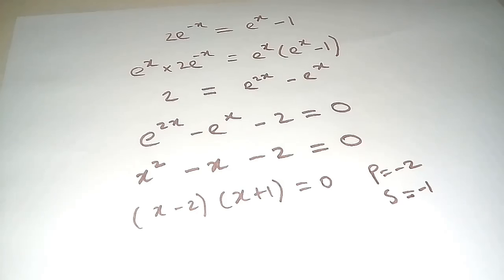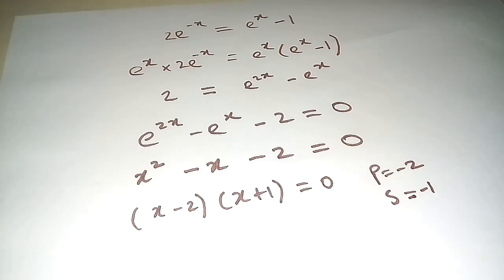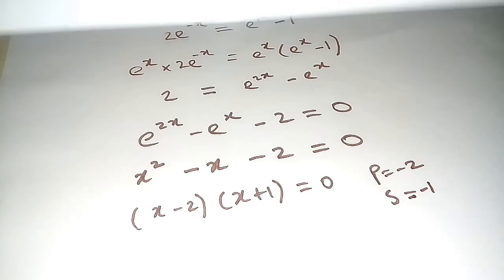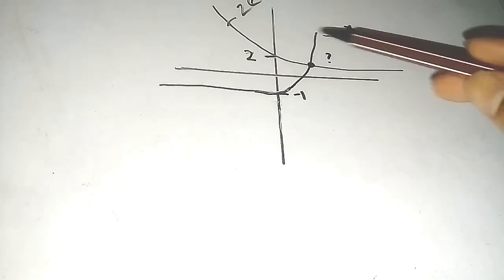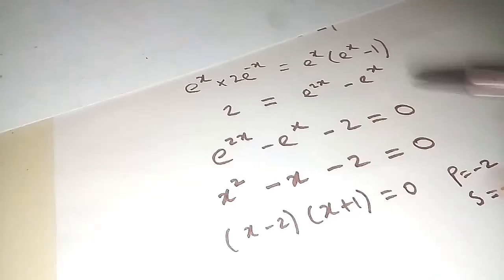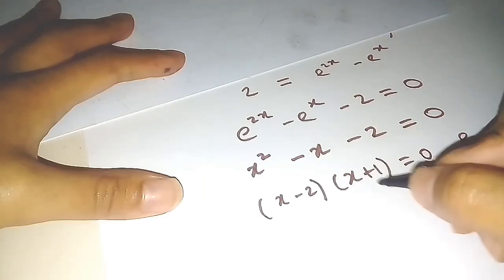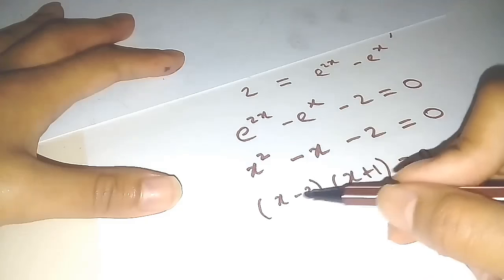So here, this is what you get after you've solved the quadratic. If we look back at the graph, we can see that the x value is somewhere in the positive region. So our answer can't be minus 1. So we're going to look at 2.